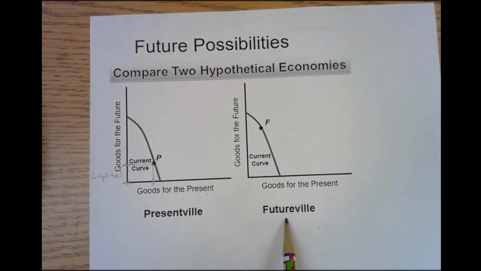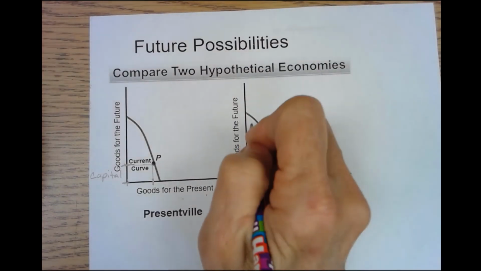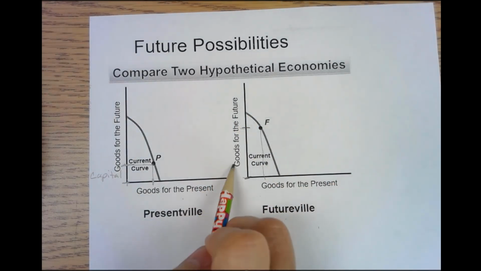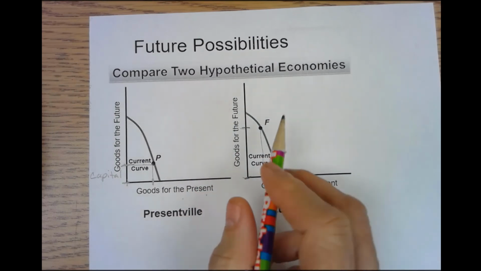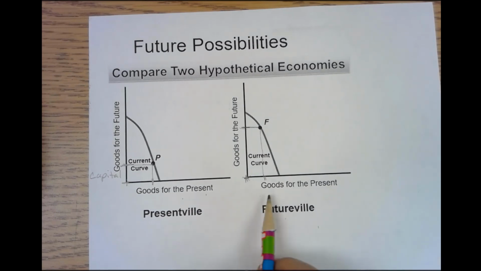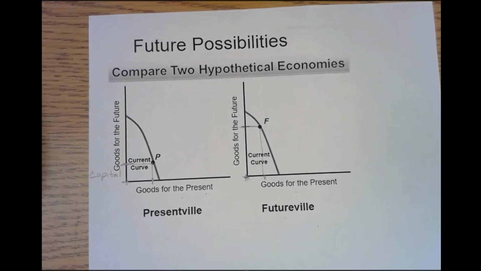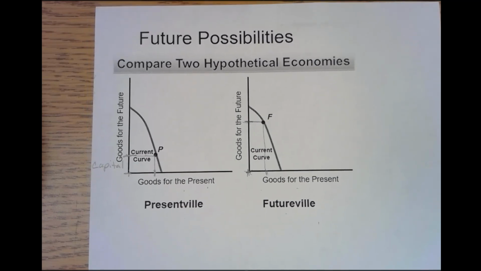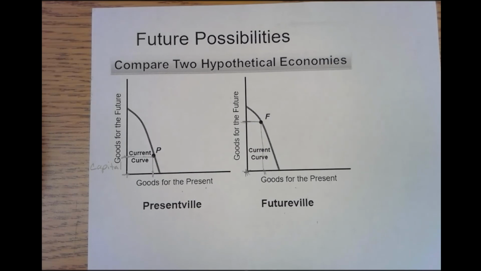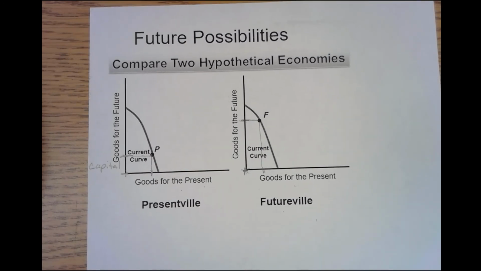And then over here we have Futureville, which is producing from here to here, more capital or goods for the future, and only from here to here, goods for the present. Usually, in most years, we have economic growth. We produce more that year than we did the previous year. So we're going to assume that both these countries have economic growth.